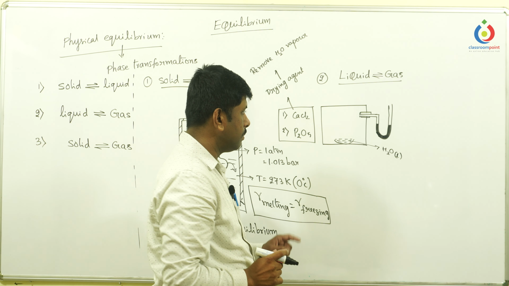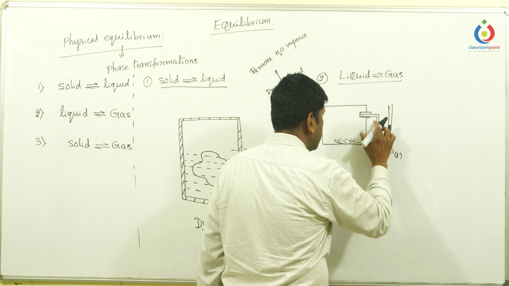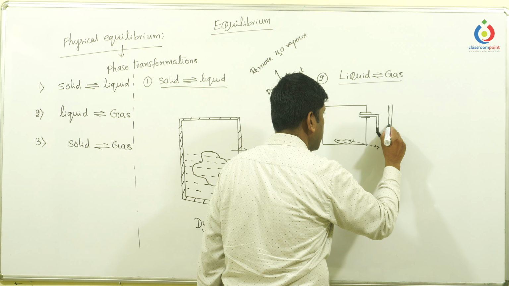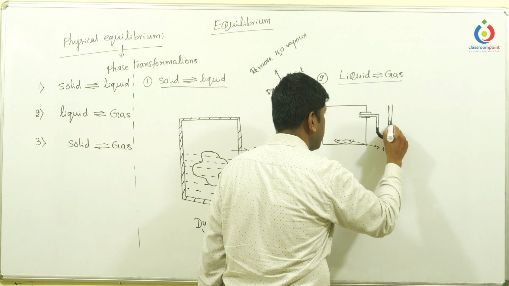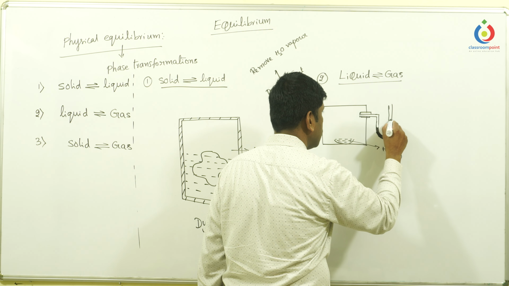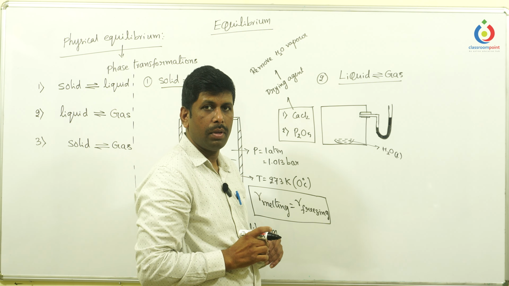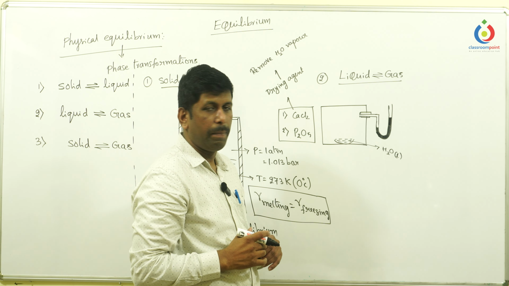After a certain time, you can observe that there is a rise in the level of the mercury. The level of the mercury rises up and slowly it will stop after reaching a certain level. How is this happening?